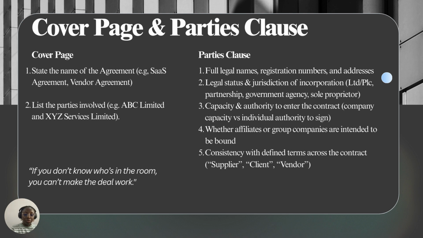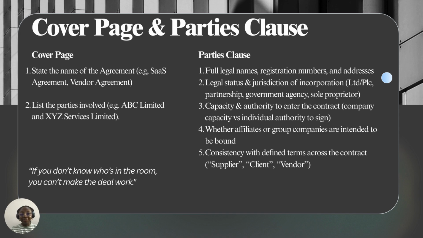You need to know the jurisdiction, where this company is located, where it was incorporated, capacity and authority to enter the agreement. The company needs to have that capacity if you're using a company. And also, who is signing? The individual needs to be someone that can sign. This is very important, guys. Whether the affiliates or group companies are intended to be bound. So sometimes you see an agreement that just says affiliates, and then you are not even sure that these affiliates are intended to be bound by this agreement or not. It's very important. Stay with me.